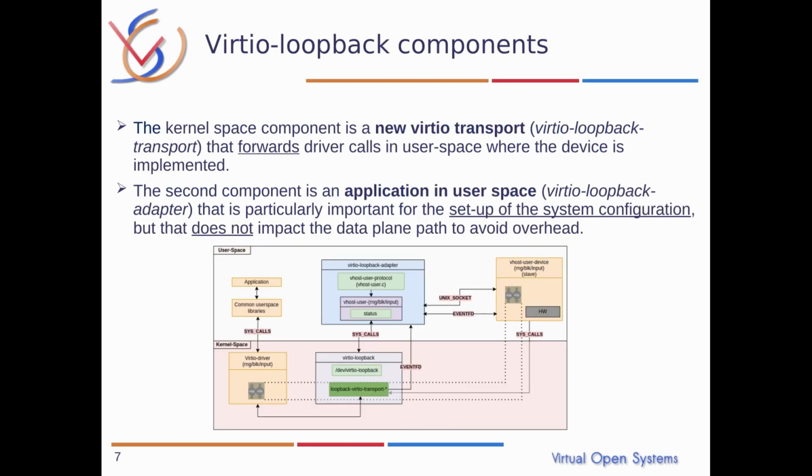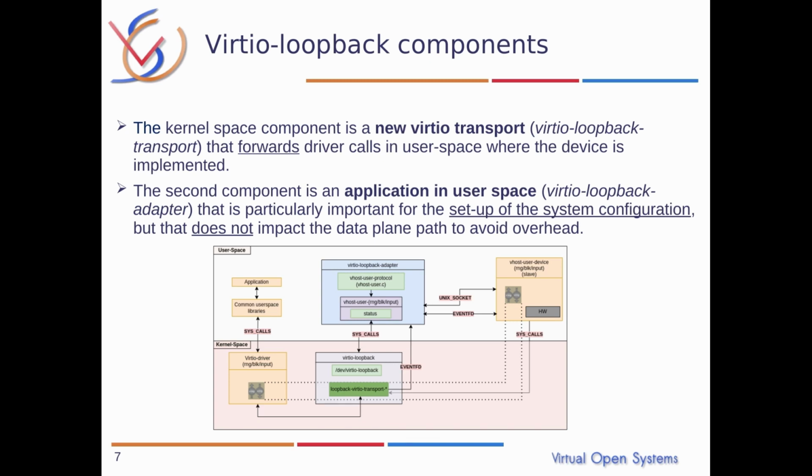In more detail, the kernel space component is a new Virtio transport layer which forwards all the read and write commands to the user space where the device is implemented. The second component is an application in user space called the adapter, which is important mainly to set up the whole system configuration and does not impact the data plane at all.